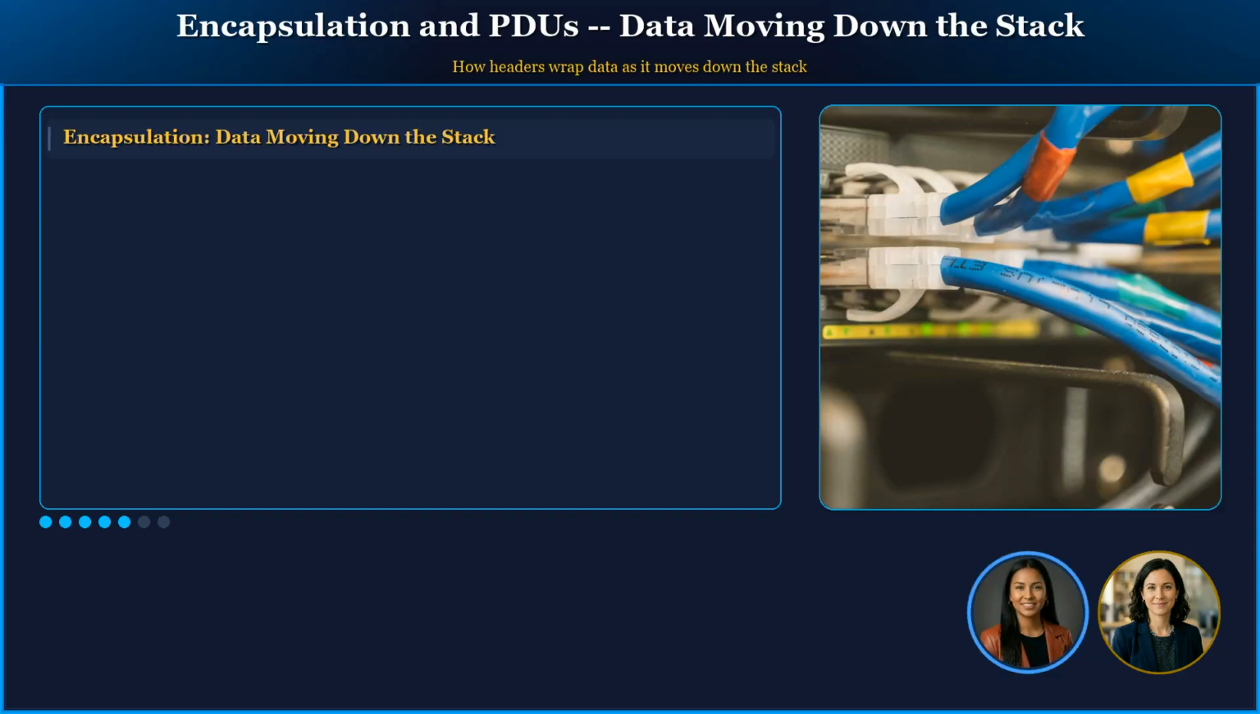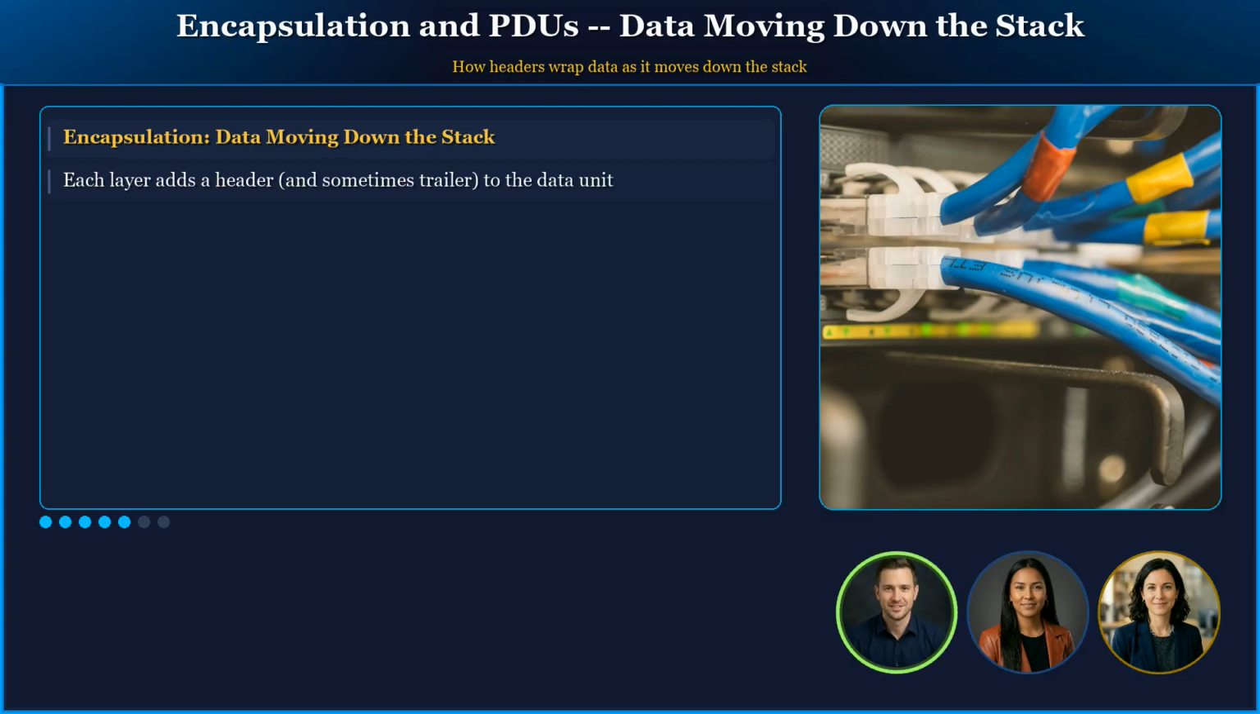Here is the concept that ties together everything we just covered: encapsulation. Each OSI layer wraps the data unit from the layer above with its own header, and in some cases a trailer. The PDU names change as data moves down the stack. Picture it as Russian nesting dolls. The application creates data. The transport layer wraps it in a TCP or UDP header, adding source port, destination port, and sequence numbers. That is now a segment.